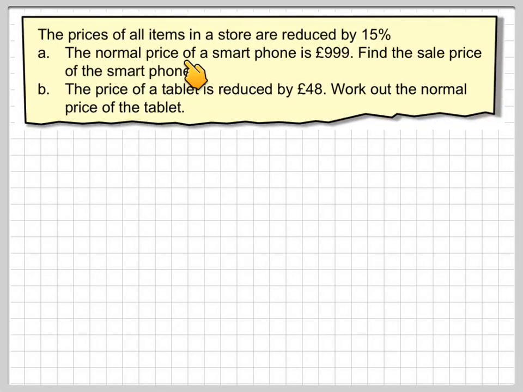The prices of all items in a store are reduced by 15%. The normal price of a smartphone is £999. Find the sale price of the smartphone. So let's do that first.